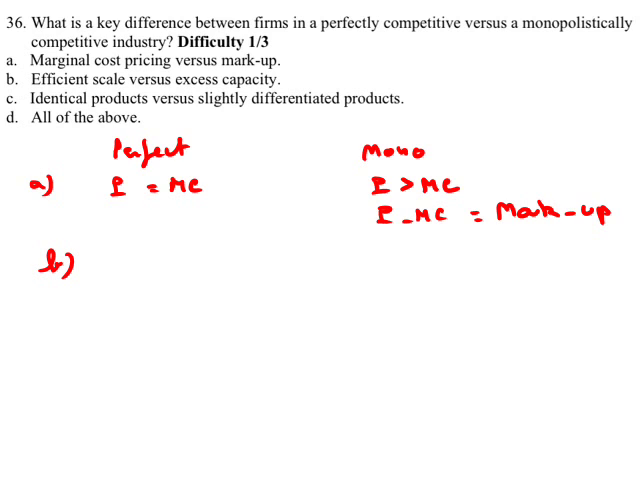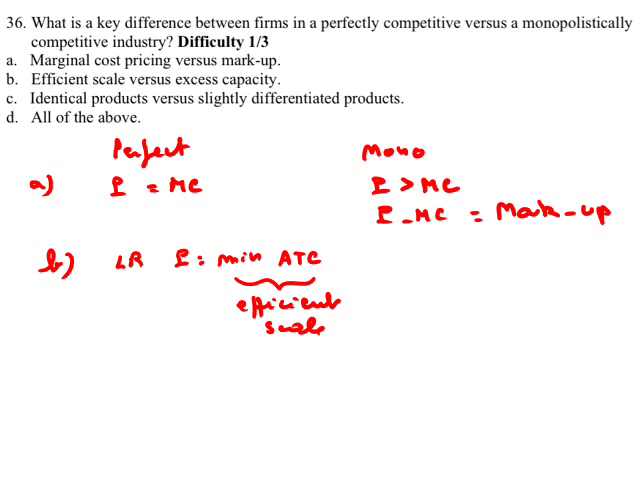Let's look at answer B, efficient scale versus excess capacity. Under perfect competition in the long run, the price is equal to the minimum average total cost, and this is the efficient scale.